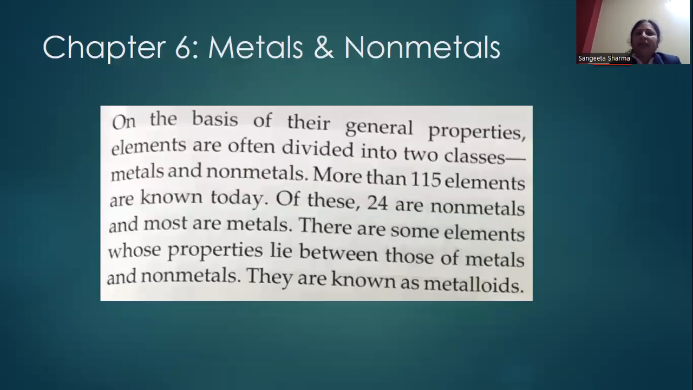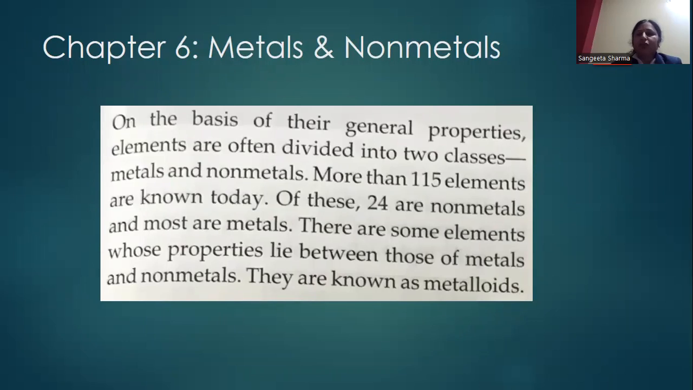So metals and non-metals. In the beginning, I want to give you a brief introduction. On the basis of their properties, elements are generally divided into two classes, that is metals and non-metals. Till now, more than 115 elements are known. Of these, 24 are non-metals and all others are mostly metals.